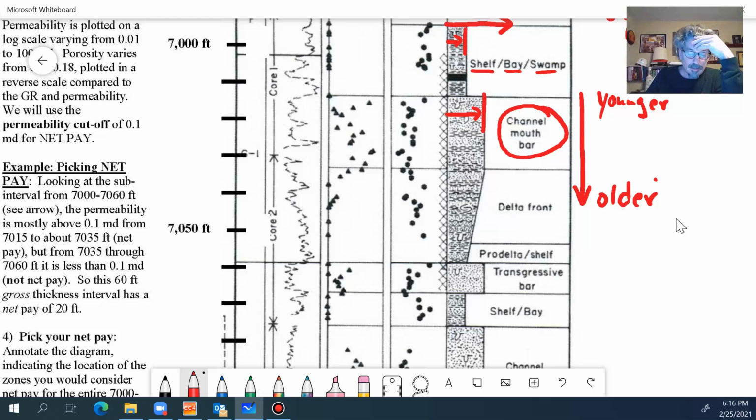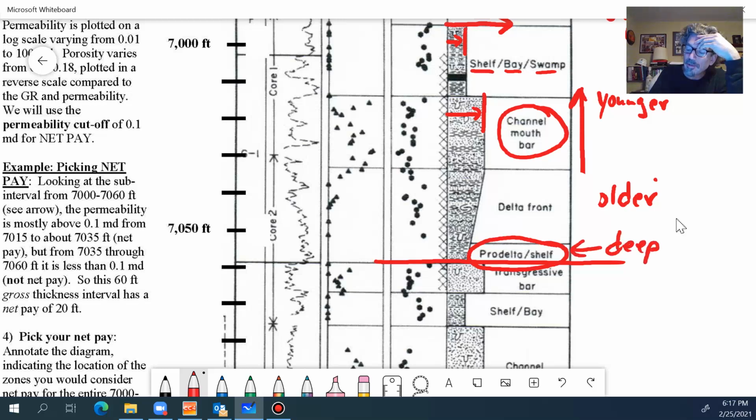So it's typically better to talk about time coming from older to younger. So let's start from the bottom up. Let's just say we start from this time right here. So we have pro-delta or shelf, that's considered deep water. Okay. So we start in deep water, and you can see it's fairly fine grained, and then as we go through time, you can see the grain is getting coarser. We go to delta front and to channel mouth bar.